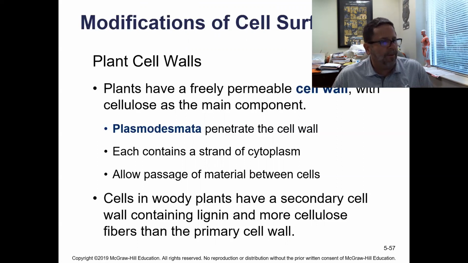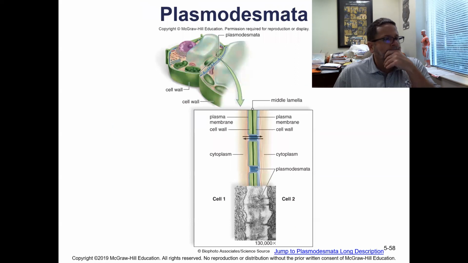Okay, and then we have the plasmodesmata in the cell wall of plants that allows for material to be transferred between cells. And here's a picture of it. You can see it right there. It's pretty cool. So they have little special holes between their cells.